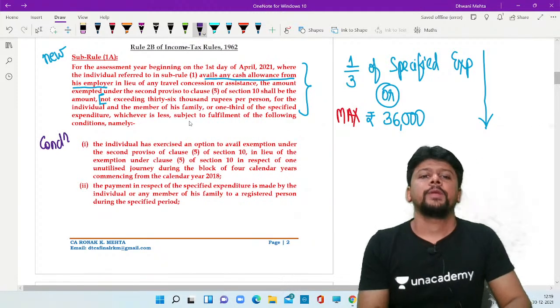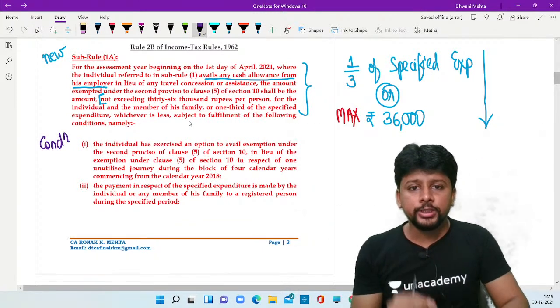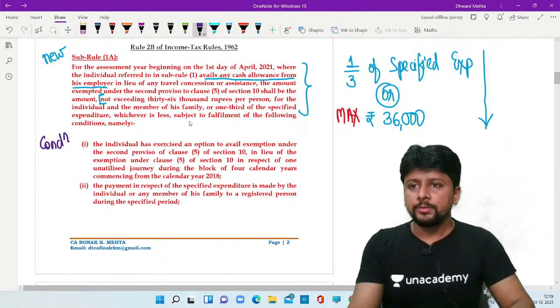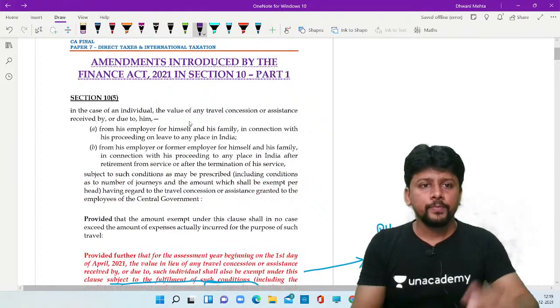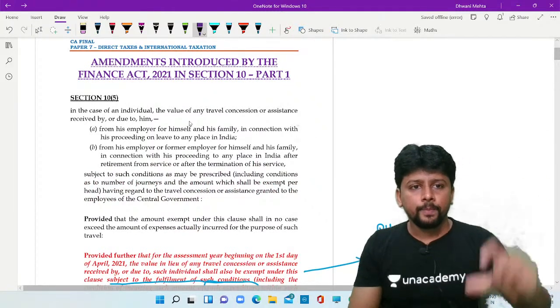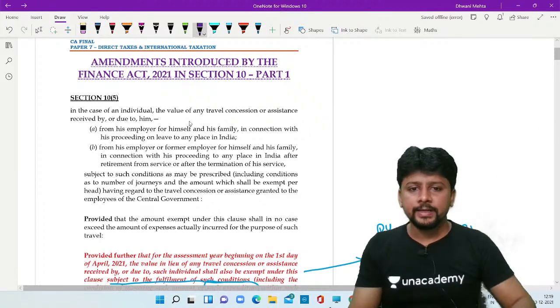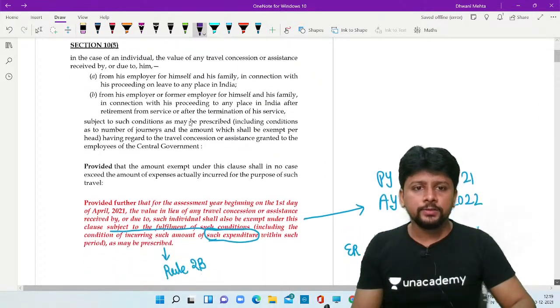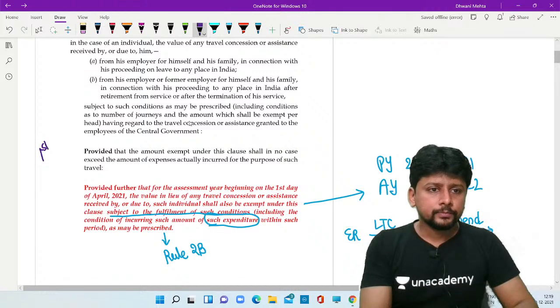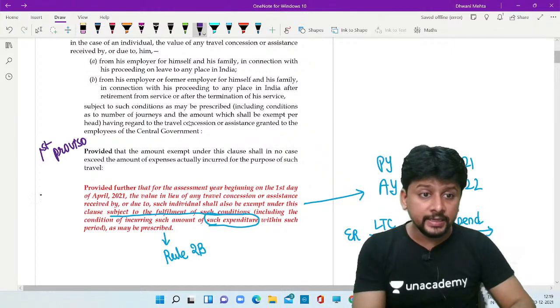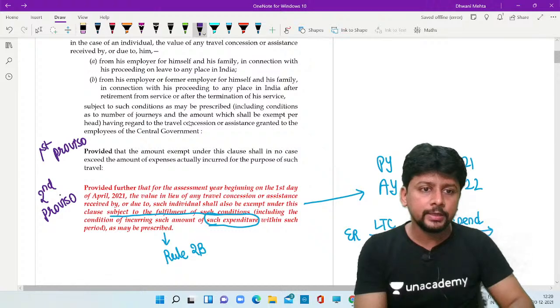Condition number 1. The individual has exercised an option to avail an exemption under the second proviso to section 10, clause number 5. What is the second proviso? This is your 10 clause number 5. Initially, it tells you if you travel in India, then you will get exemption. The first proviso says that your exempt amount cannot exceed the traveling expense incurred. Fine. This is the second proviso. So this is the new thing inserted.